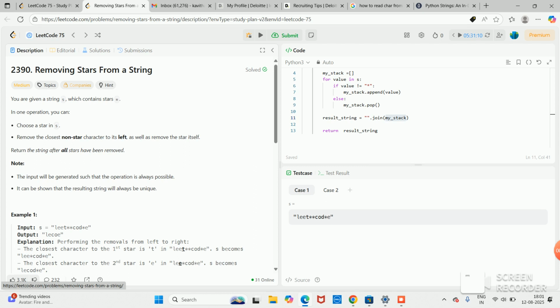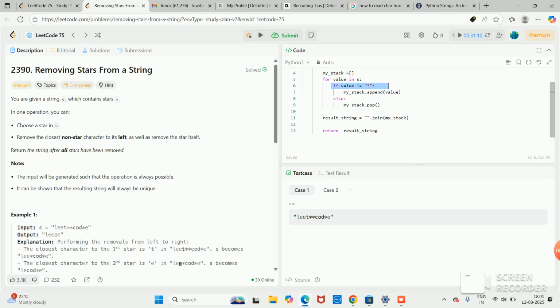So here I'm using a stack and then pushing all the values, but wait, I'm not pushing all the values. I'm just checking if it is not a star, then I'm pushing the value. But if I find a star, I'm popping out the previous value which was just inserted into the stack. In this way, I can achieve the result by removing the star and also removing the first character which was inserted just before the star.